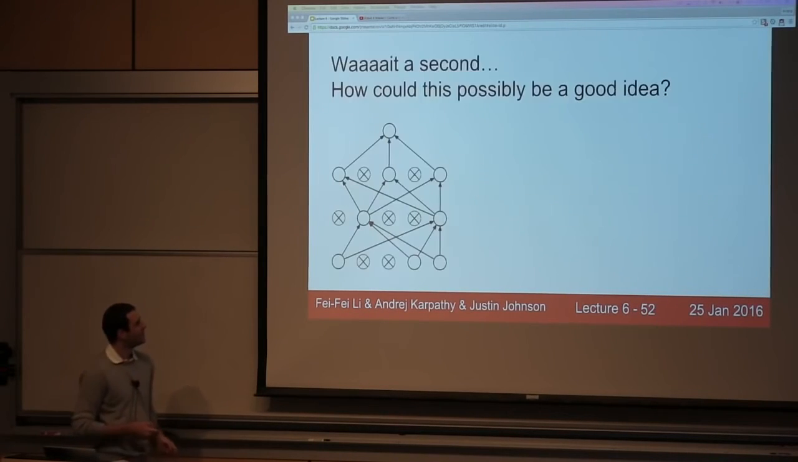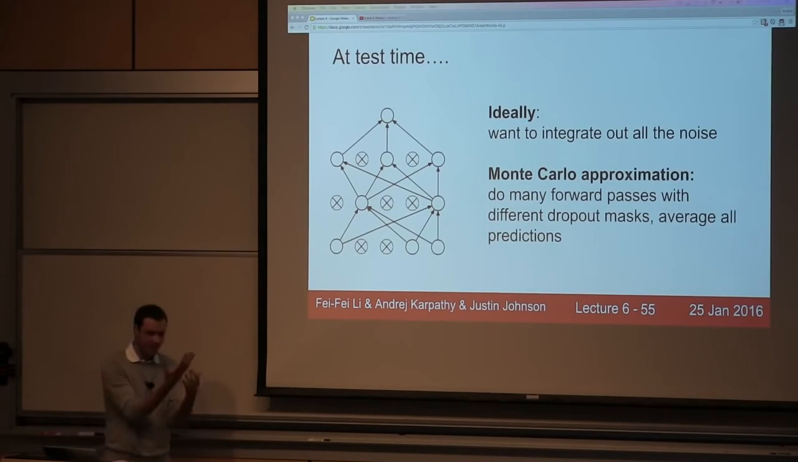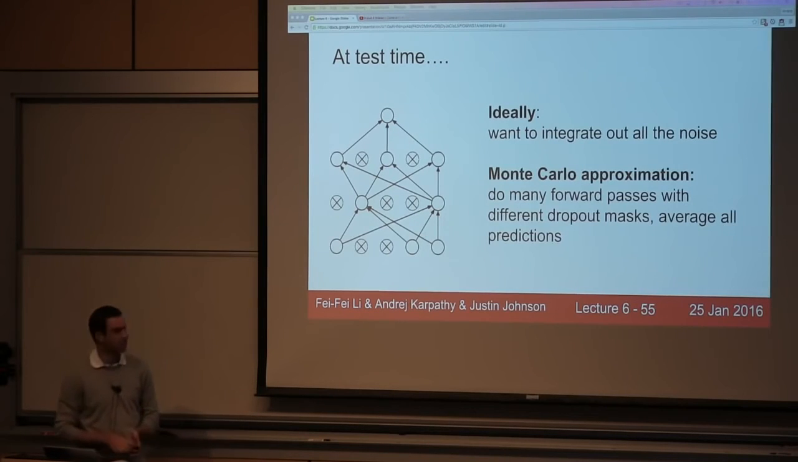Okay. Now at test time, ideally, we've introduced all this noise into the forward pass, and what we'd like to do now at test time is integrate out all that noise. A Monte Carlo approximation to that would be: you have a test image that you'd like to classify, you can do many forward passes with many different settings of your binary masks, using only the subnetworks, and then average across all those probability distributions. That would be great, but unfortunately it's not very efficient.